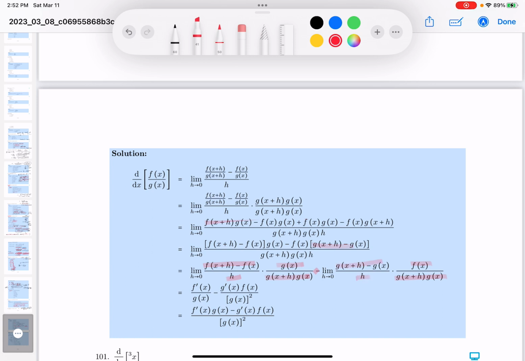And then what do you get there? Let's take a look. I got the limits now, right? So what do you get? The first guy's going to give you f prime, right? And that's from this guy right over here. And what's this guy going to give you? And if I looked at that, as h goes to 0, I would just get g of x on top, and I'd get two factors of g of x on bottom, so just g of x on the bottom.